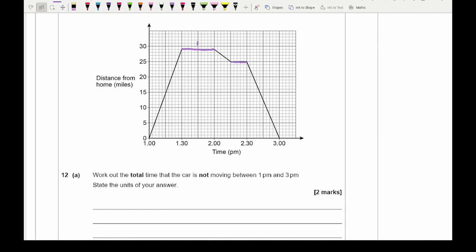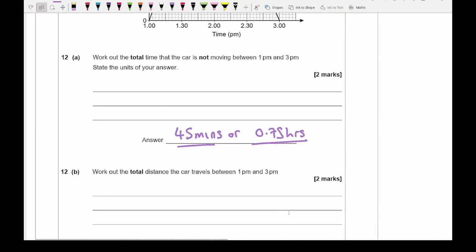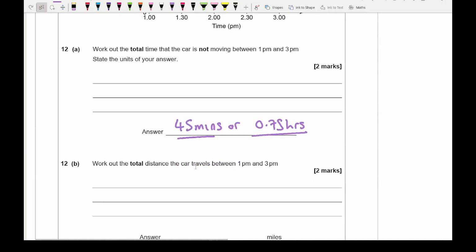So this time here is half an hour, so that's 30 minutes. And this time here is 15 minutes. And so 30 minutes plus 15 minutes is 45 minutes. Now alternately you could write it in hours, so it's going to be 0.75 hours. So either of those two answers would be absolutely fine. If you really want to go into seconds, you could just multiply 45 by 60 and you'll get it in seconds.